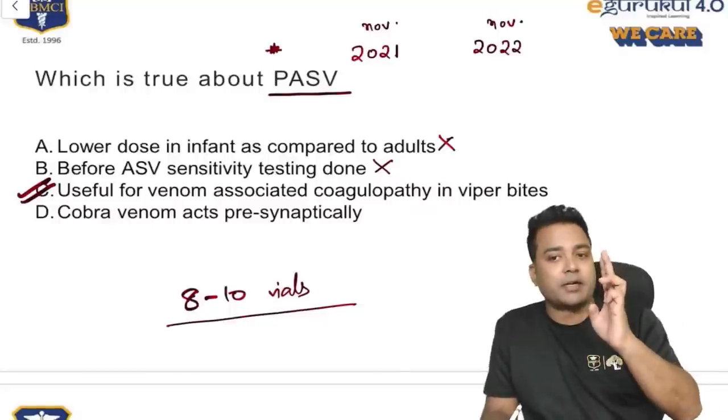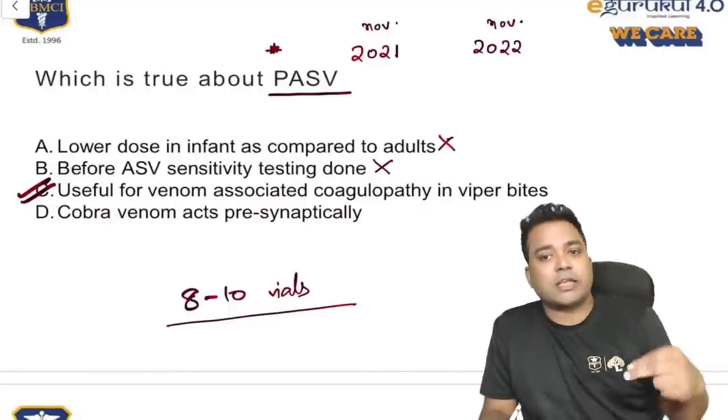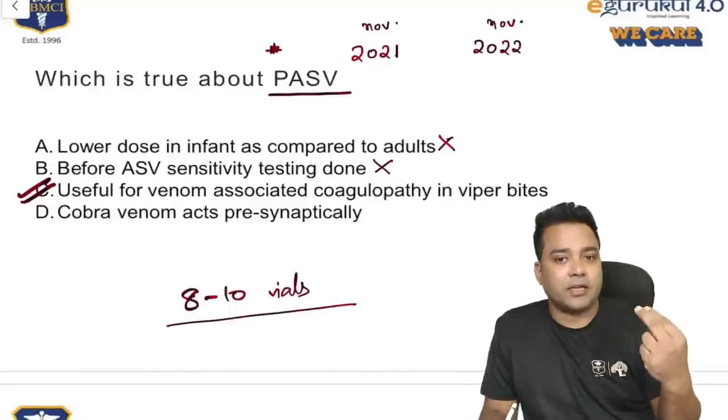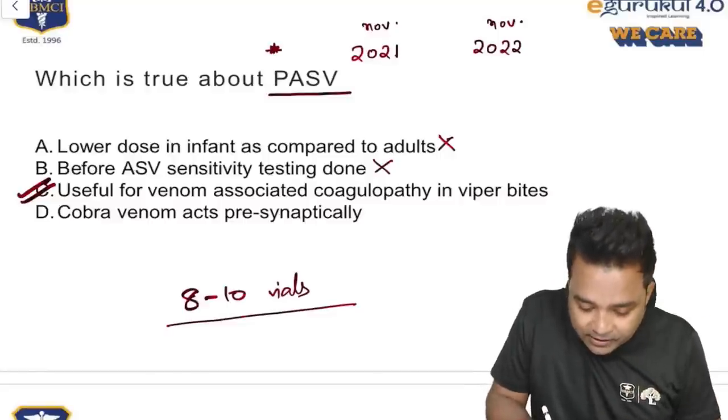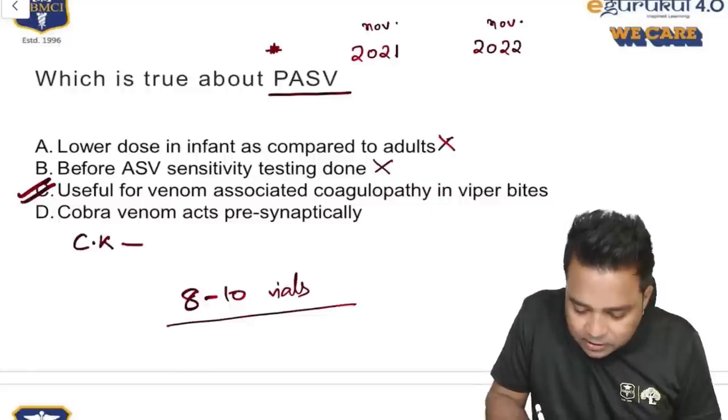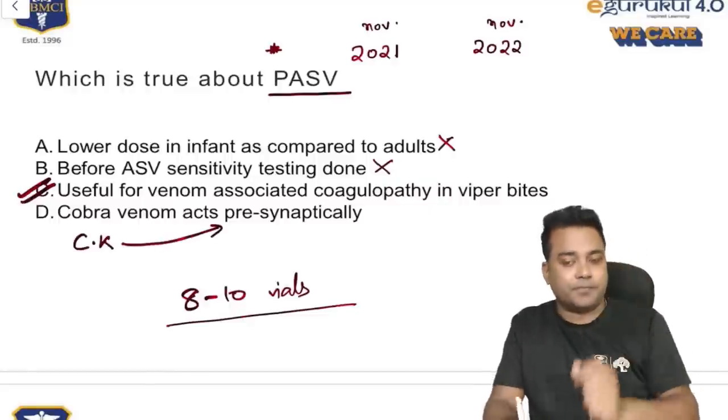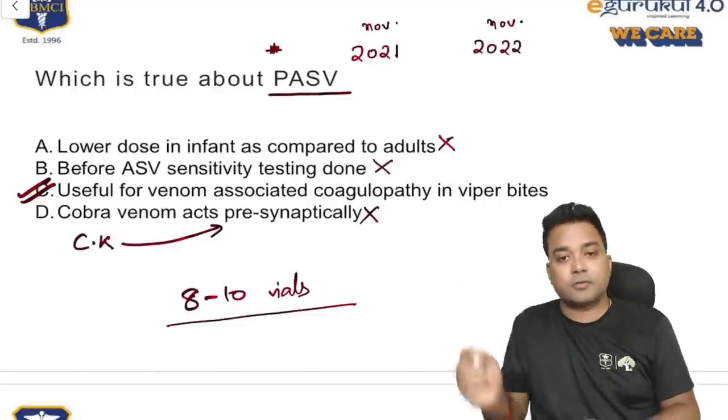Where does cobra venom act? Cobra venom always acts postsynaptically, never presynaptically. It is the common krait venom which acts presynaptically. So common krait acts presynaptically, not cobra. This is also wrong. So C is my correct answer.